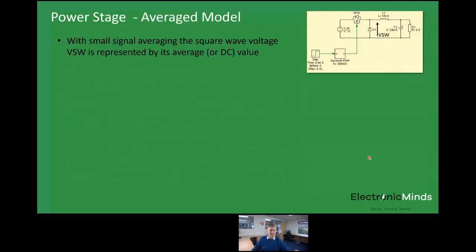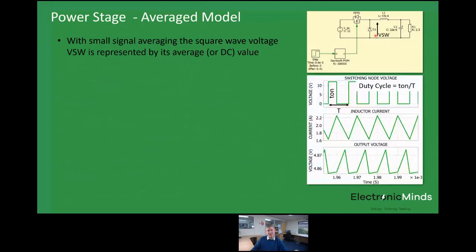So let's take a look at our averaged model for this buck converter. The way the averaged model works is it represents that switching waveform here. The switching waveform is the voltage across the diode here. So that's going from 0 to 12 volts at 100 kilohertz, so it's generating a square wave. And what we're doing in the small signal modeling for this buck converter is we replace that square wave by a DC value, which is equal to the DC value of that square wave. And this becomes a bit clearer when I describe it in the plots here.